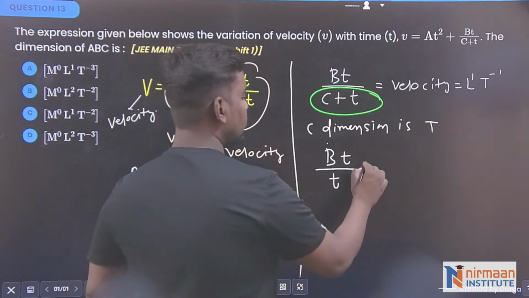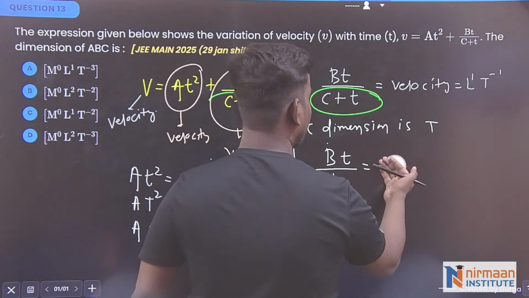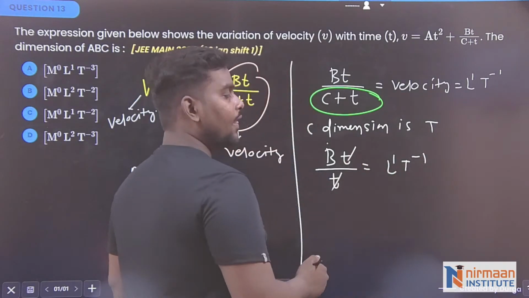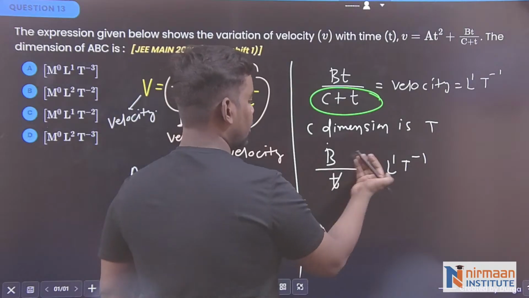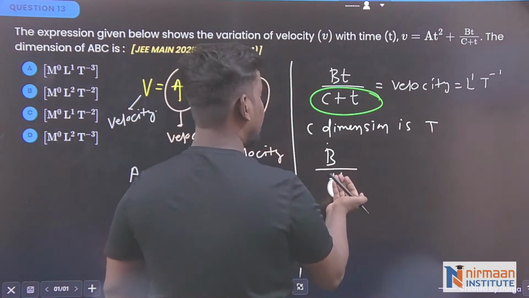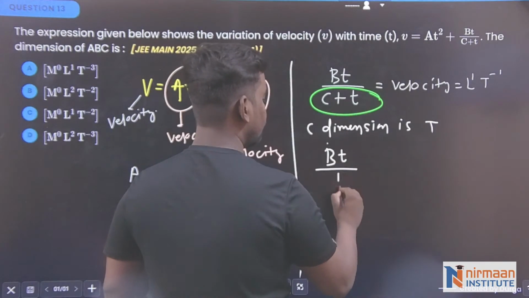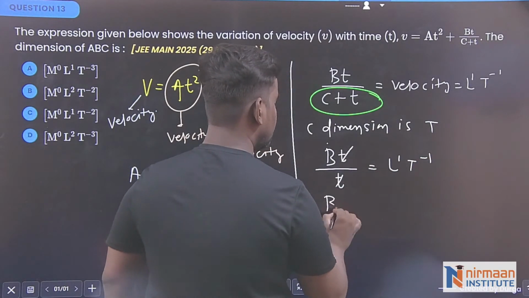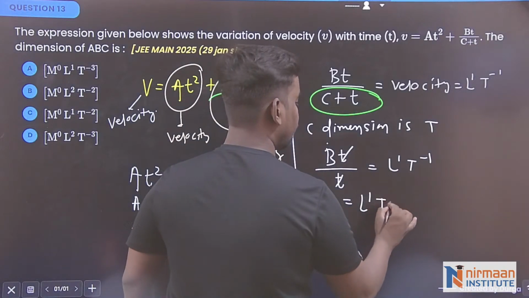It means that B T, the T is time, is equal to velocity, L1 T minus 1. The T will go to the right. Let me put the dimension: B T, time, equals velocity L1 T minus 1. So B is L1 T minus 1.